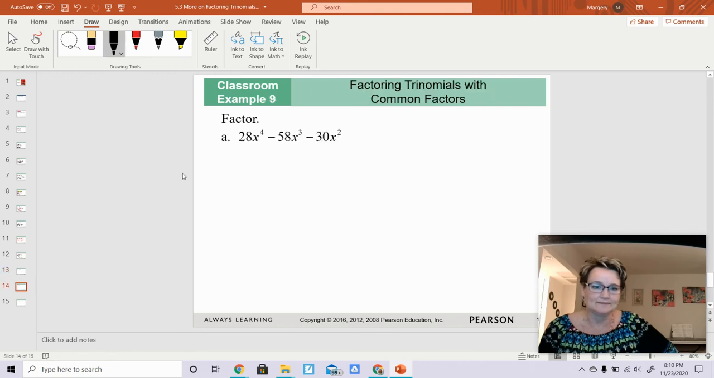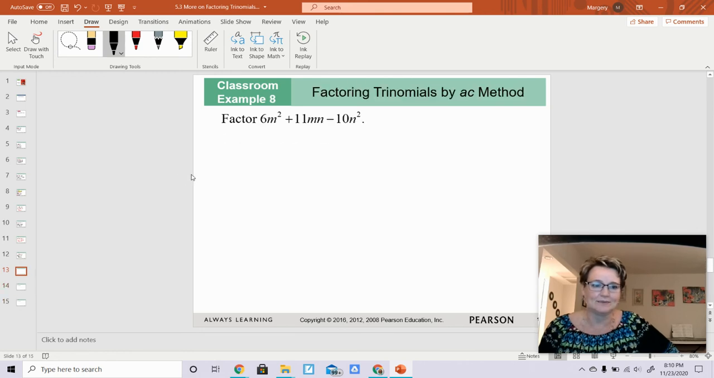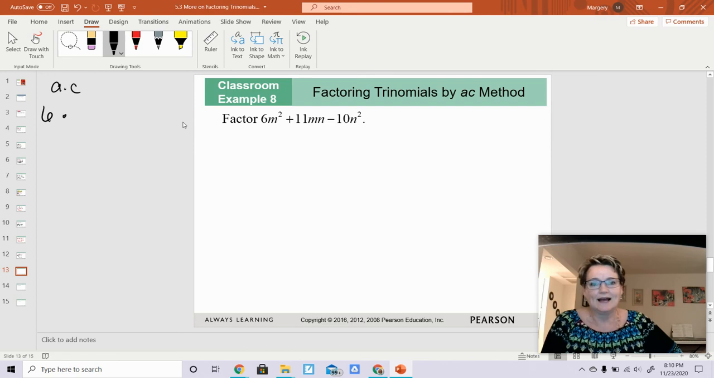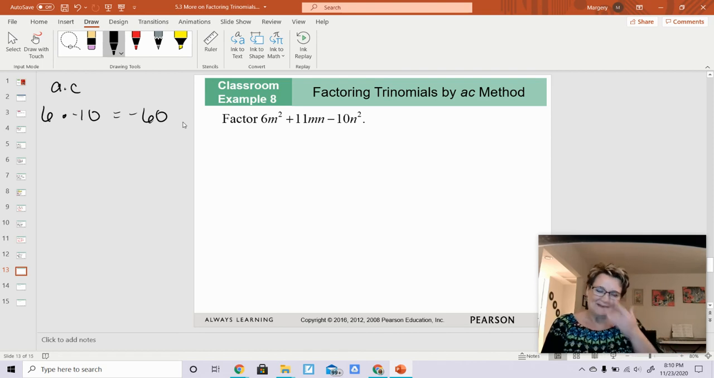Maybe not. Good heavens to Betsy. We have 3 more to go. Same thing here. They don't share anything. A times C. So we have 6 times negative 10, which gives you negative 60. I need 11.